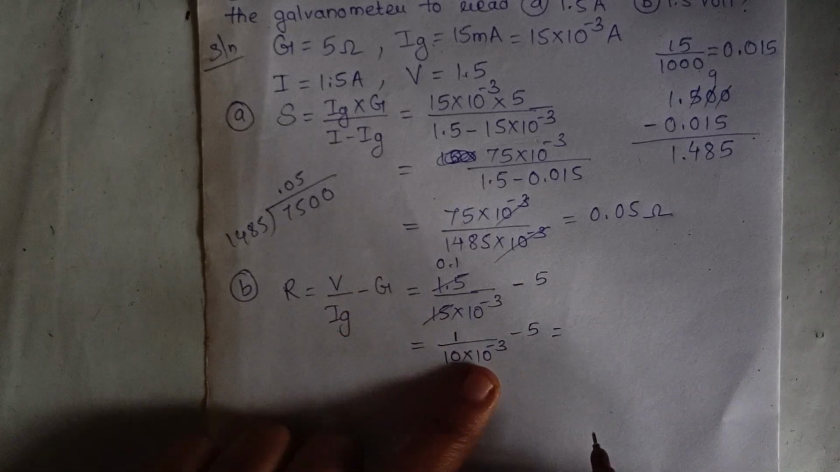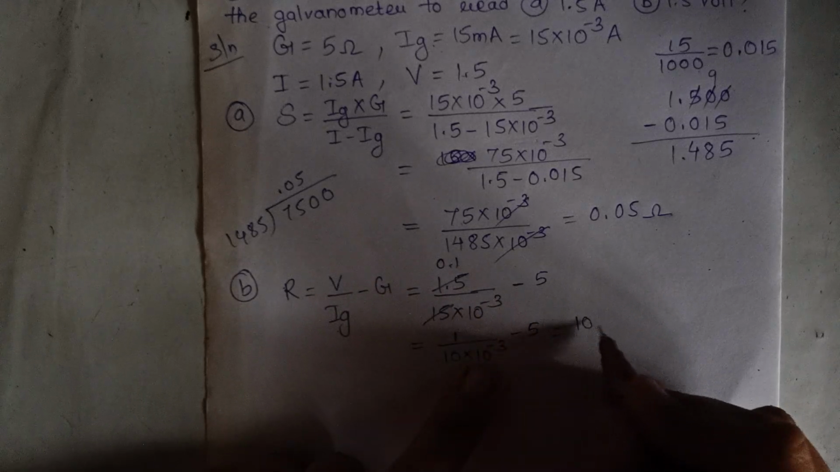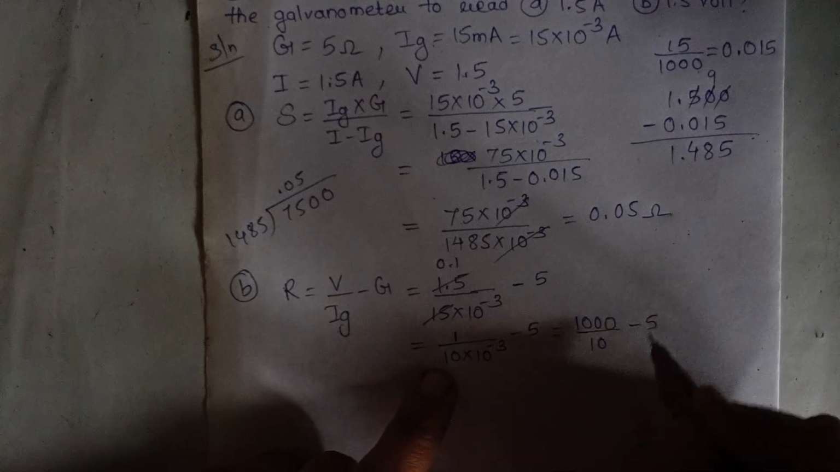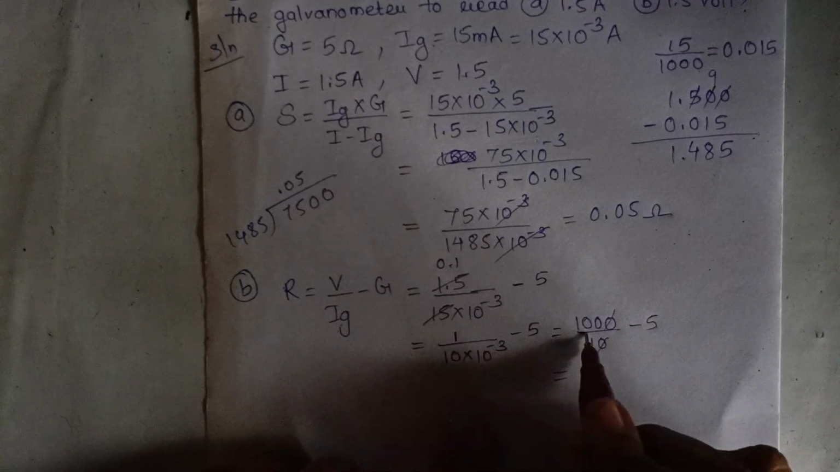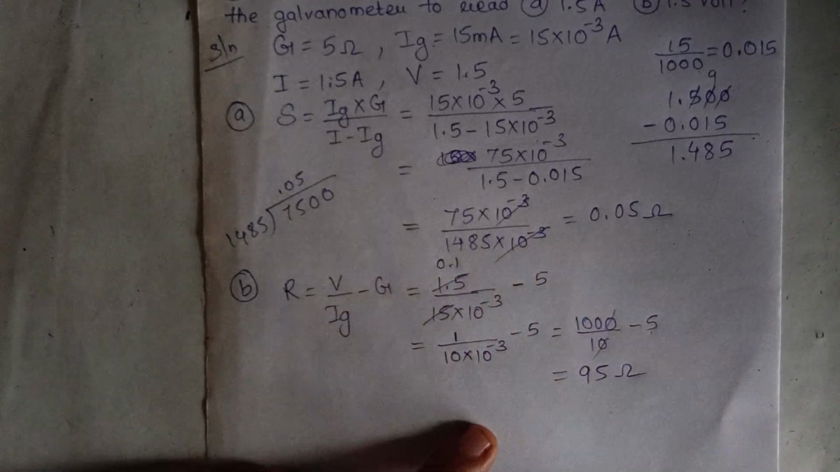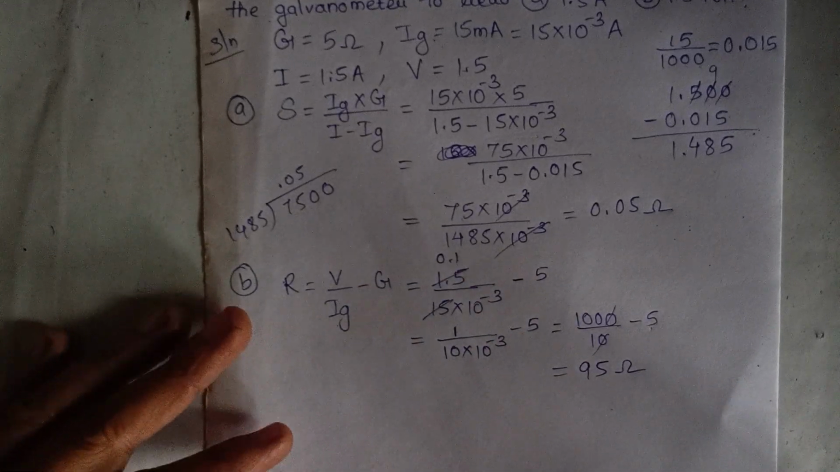This is 1000 upon 10 minus 5. So 100 minus 5. 100 minus 5 is 95 ohm.